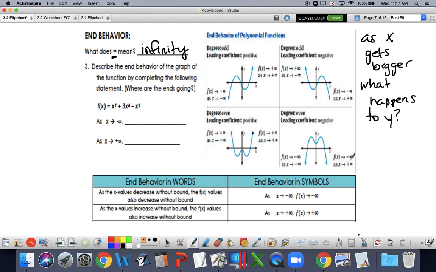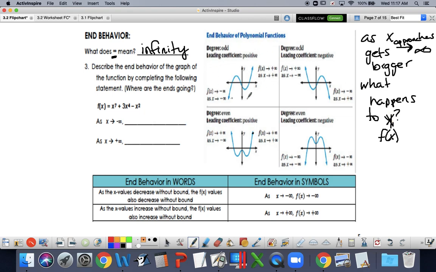Now, of course, because we're in Algebra 2 and we're kind of getting used to some of this new function notation, which we saw in 3.1, instead of using y, I'm going to use f of x. It means the exact same thing. So we're going to say as x gets bigger, and instead of getting bigger, we're going to say as x approaches, so we're going to use an arrow sign to represent the word approaches. As x approaches infinity, what happens to y?